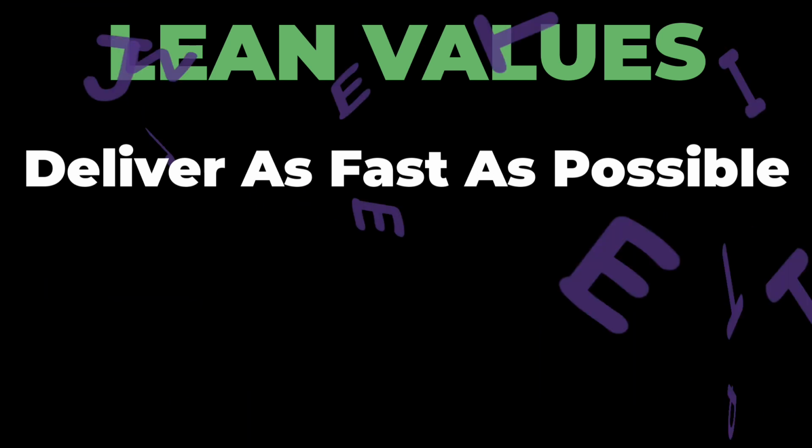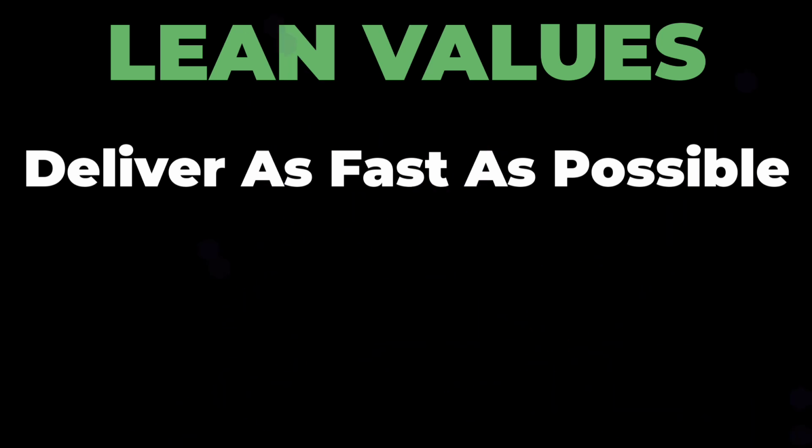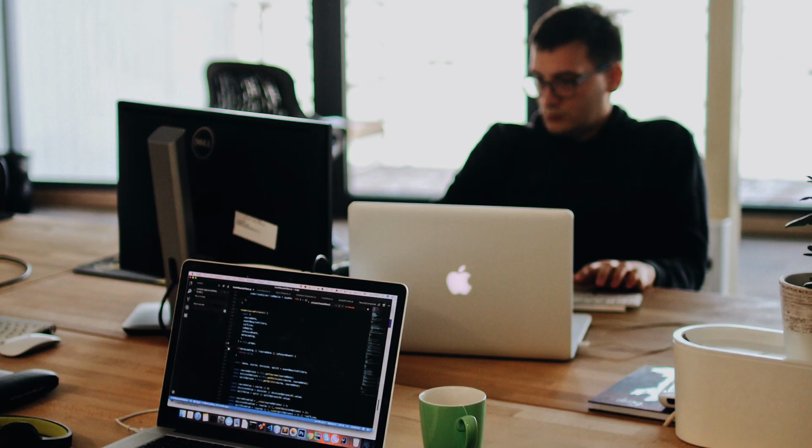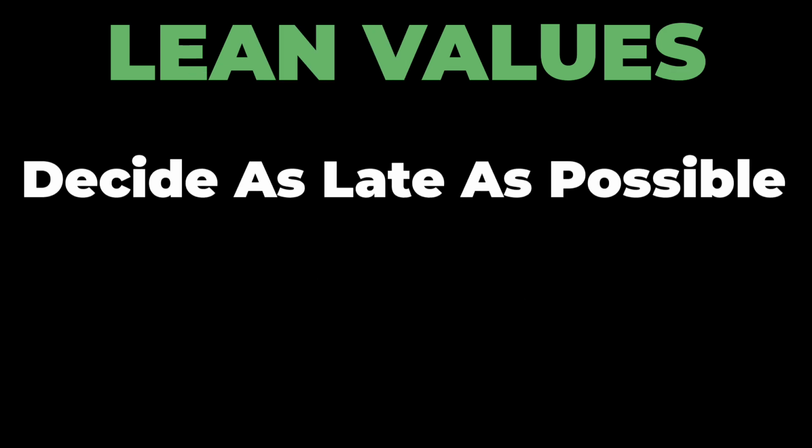A pull-based system goes hand in hand with just-in-time development. That is, you develop and deliver features only when they are asked for by the customer, only when they are in demand. Well, in the software industry, a pull-based system can be applied using Kanban boards. They have work in progress limits, which limit the amount of work that has to be done at a particular time. The fifth value is decide as late as possible.